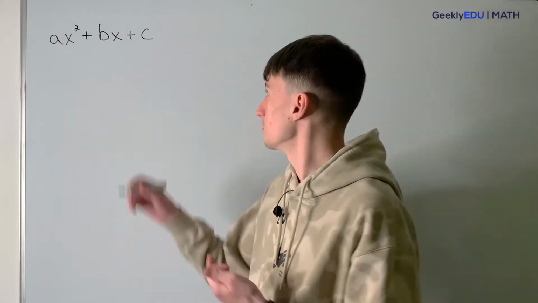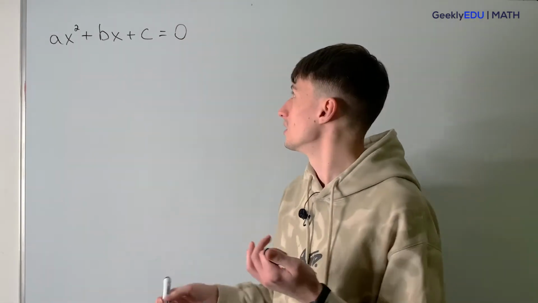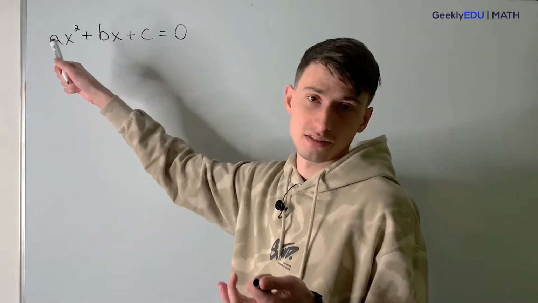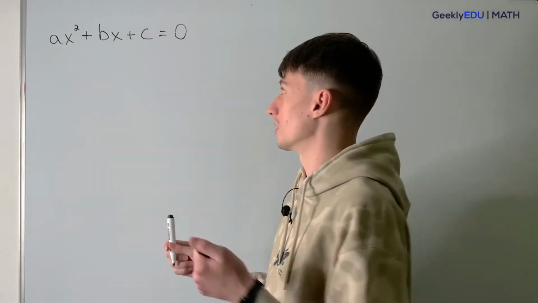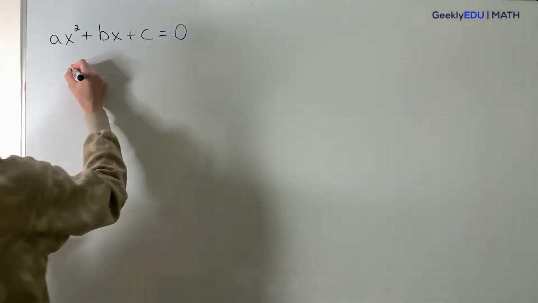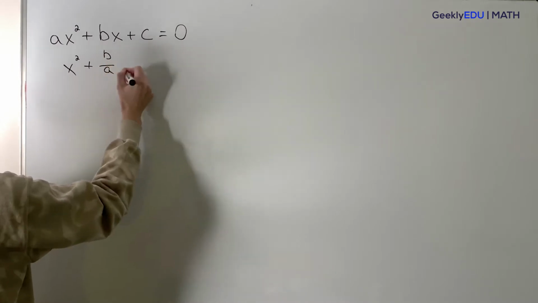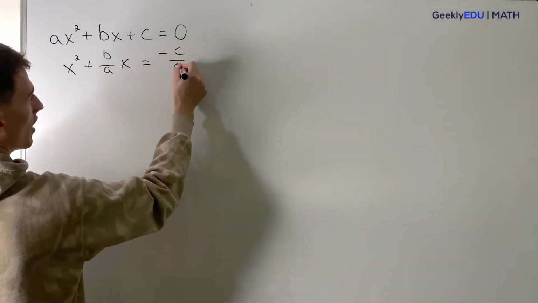So to get started we set it equal to 0. Then the next step would be to subtract c from both sides and then divide by a, so we just have x squared without any coefficient. So let's do both of those steps in one go. What do we have? We get x squared plus b divided by a x equals minus c over a.